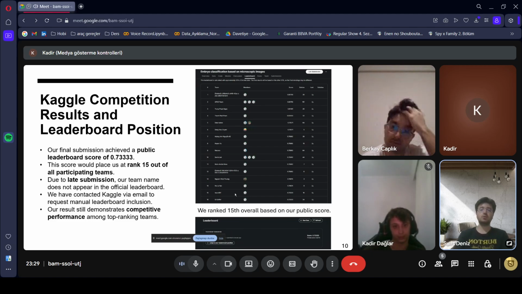We have already contacted Kaggle via email and requested that our score be added to the rankings due to the academic context of our project. Despite this, we are proud of our results, which prove that our model performed competitively among top teams, especially considering the limited data set and the complexity of the classification task.